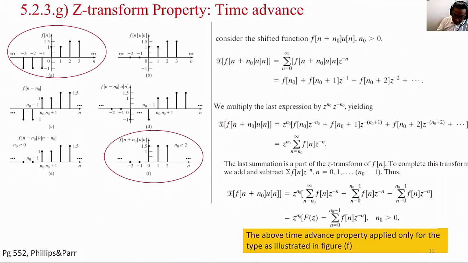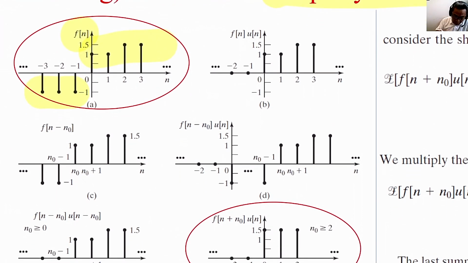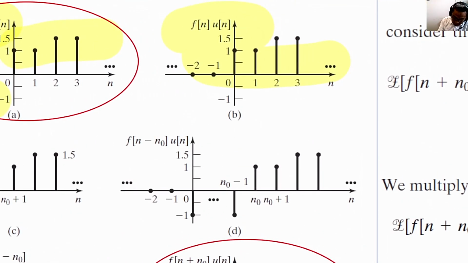In this slide, we'll study the time advance property. Let us use the same f[n]. We have f[n] here. It starts from negative time to positive time. And we perform the unilateral Z transform. So to perform the unilateral Z transform, we wipe out the anti-causal signal and we get the Z transform of f[n]u[n].